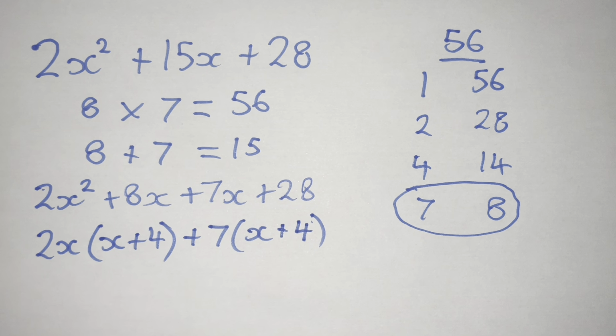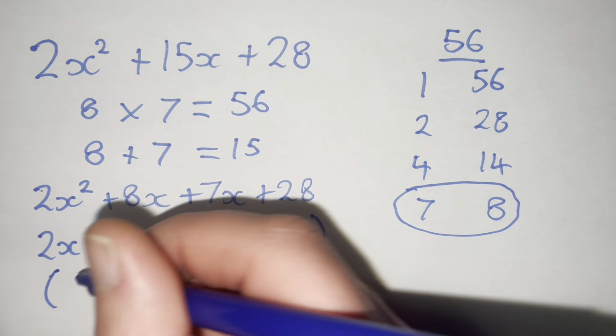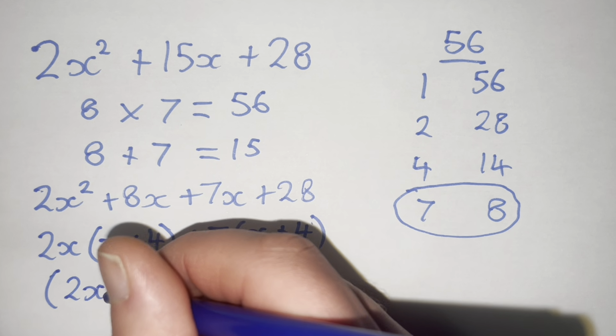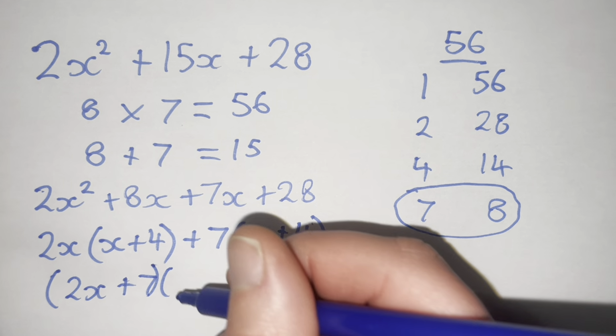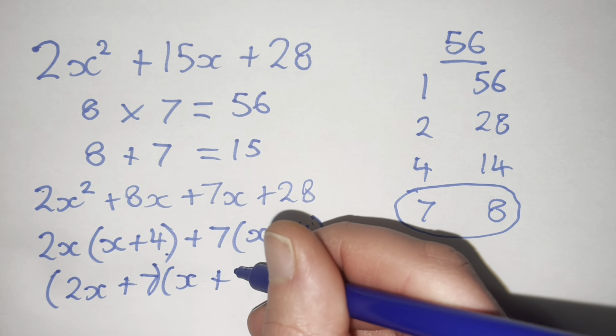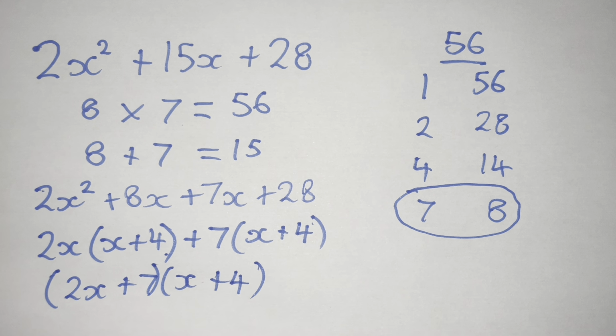So my new expression is 2x(x plus 4) plus 7(x plus 4). And what we should notice here is that these two both have that matching x plus 4 in them. So we can factorise this whole expression, taking out this x plus 4. And we can see that they're multiplied by 2x and 7. So I can write this as my double brackets, (2x plus 7)(x plus 4). And this expression is factorised.